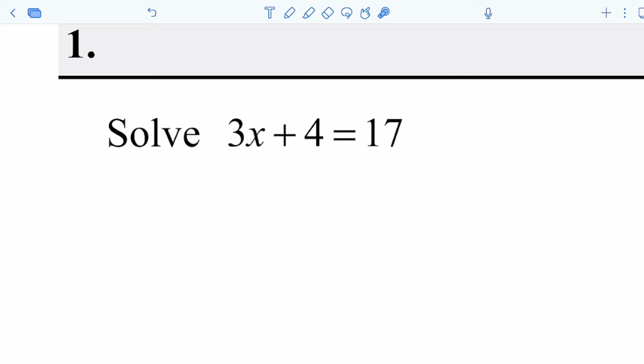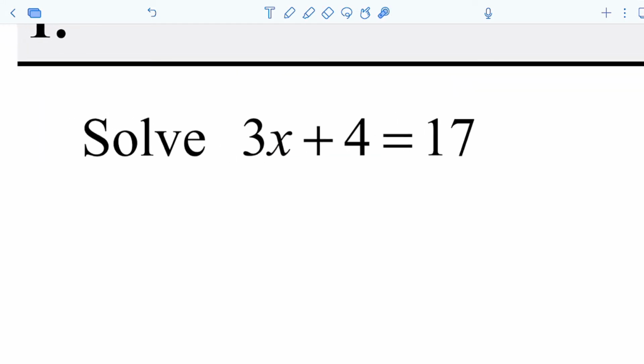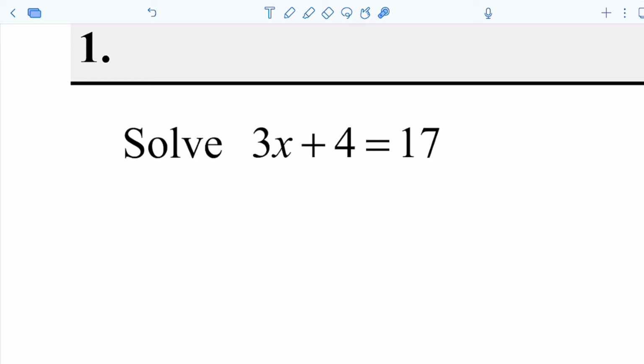Okay, so starting with question 1, we need to solve 3x + 4 = 17. So the idea for linear equations is we need to get the x value, which is 3x in this case, to be on its own in the equation. Okay, so how do we get 3x to be on its own? And when I say on its own, I mean on one side of the equal sign with nothing else there.